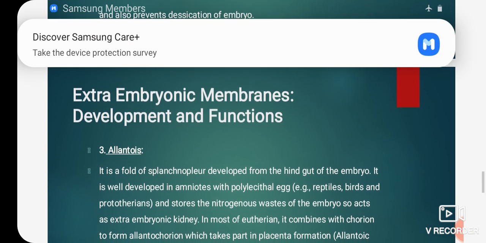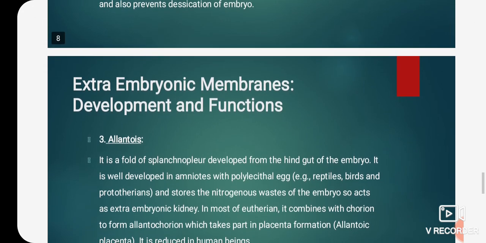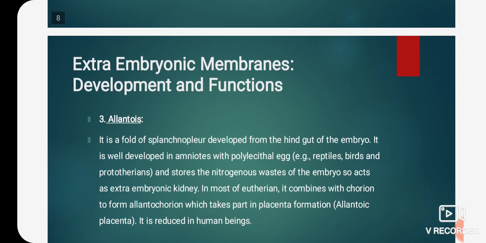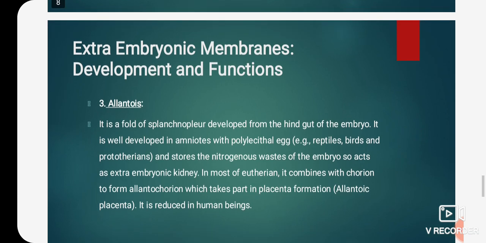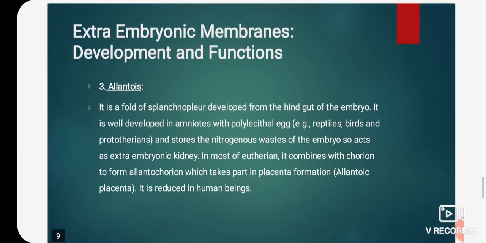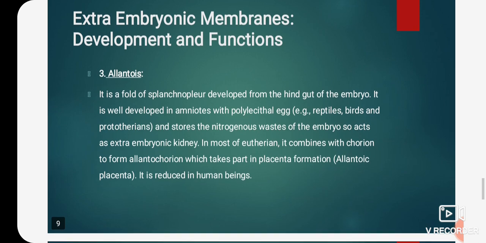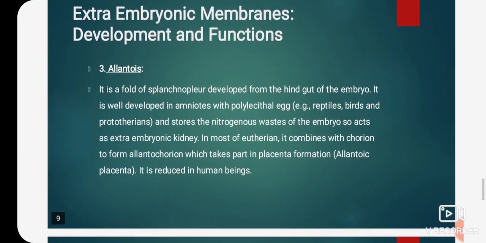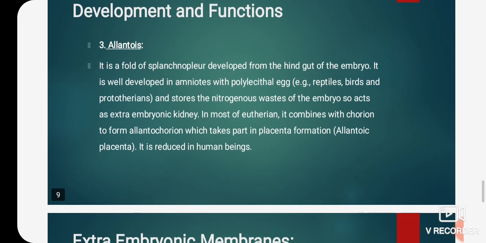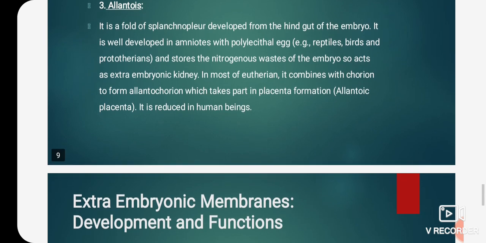So, students, now third one is allantois. It is a fold of splanchnopleure developed from the hind gut of the embryo. It is well developed in amniotes and polylecithal eggs, for example reptiles, birds, and prototherians, and stores the nitrogenous wastes of the embryo. So it acts as extra embryonic kidney. In most of eutherians, it combines with chorion to form allantochorion, which takes part in placenta formation, allantoic placenta. It is reduced in human beings.